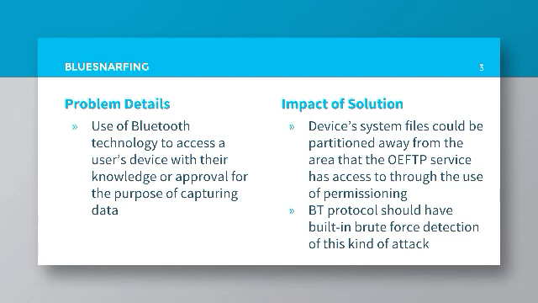One solution to this problem would be to partition a device's system files away from the area that the OBEX FTP service has access to through the use of permissioning. Bluetooth protocol can also be updated to include detection of the brute force attacks that commonly lead to blue snarfing.